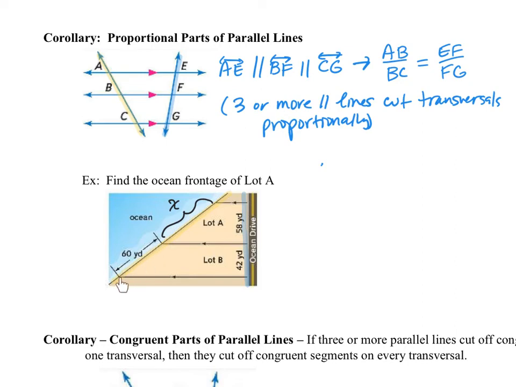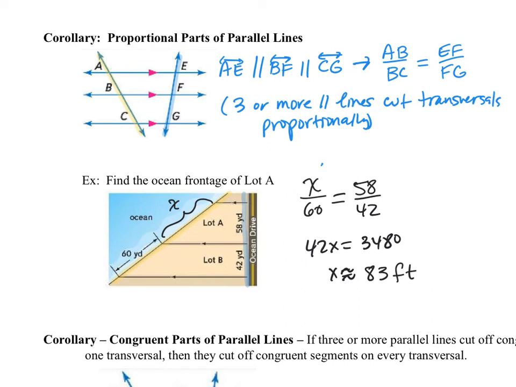We can say that X to 60 is going to be equal to the ratio of the parts of the blue transversal. So that would be 58 to 42. Cross multiplying, we get 42x equals 3,480. If we divide both sides by 42, and I recommend that you get a calculator for that, we're going to round off our answer. The answer is technically about 82.857, but let's round that to the nearest foot. So the ocean frontage for lot A is about 83 feet.